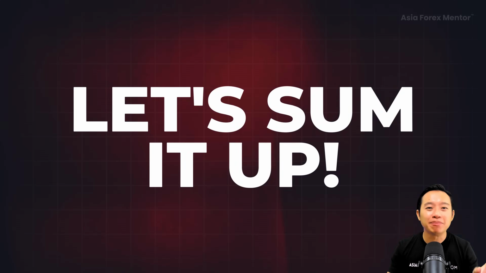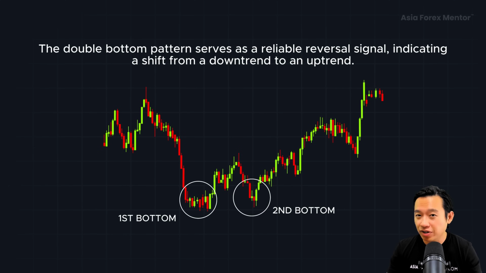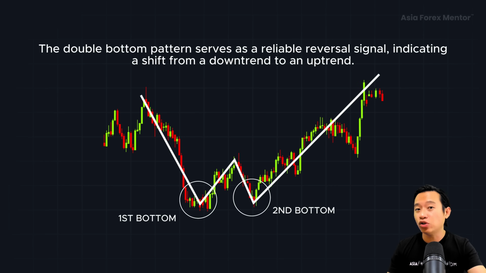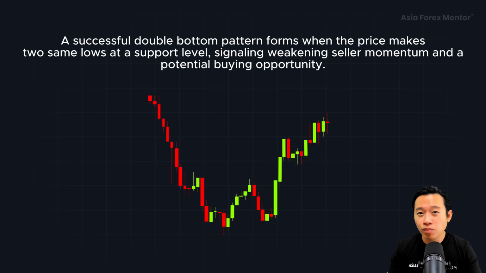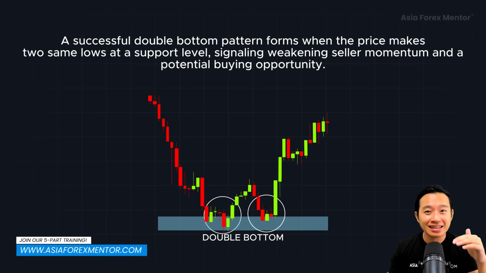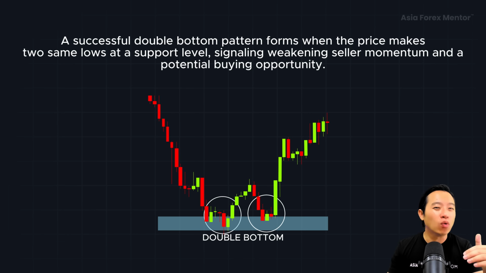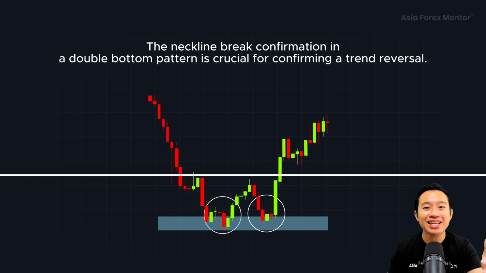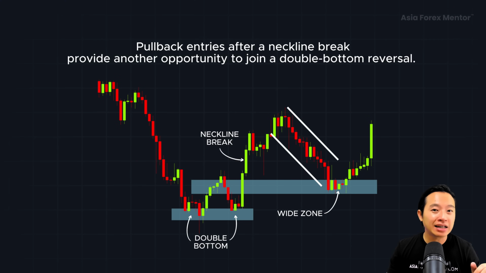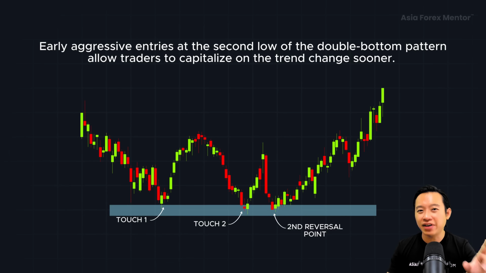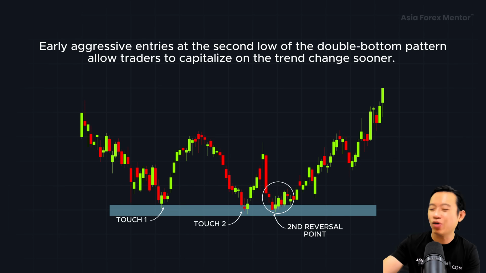Alright, so now let's sum it up. The double bottom pattern serves as a reliable reversal signal, which indicates a shift from a downtrend to an uptrend. So a successful double bottom forms when price makes two lows at the same support level, signaling a weakening seller momentum and a potential buying opportunity. The neckline break confirmation in the double bottom pattern is crucial to confirm a trend reversal. Pullback entries after a neckline break provide another opportunity to join the double bottom reversal. Now, early aggressive entries at the low of the double bottom pattern allow traders to capitalize on a trend change way earlier using all the methodologies that we talk about here.